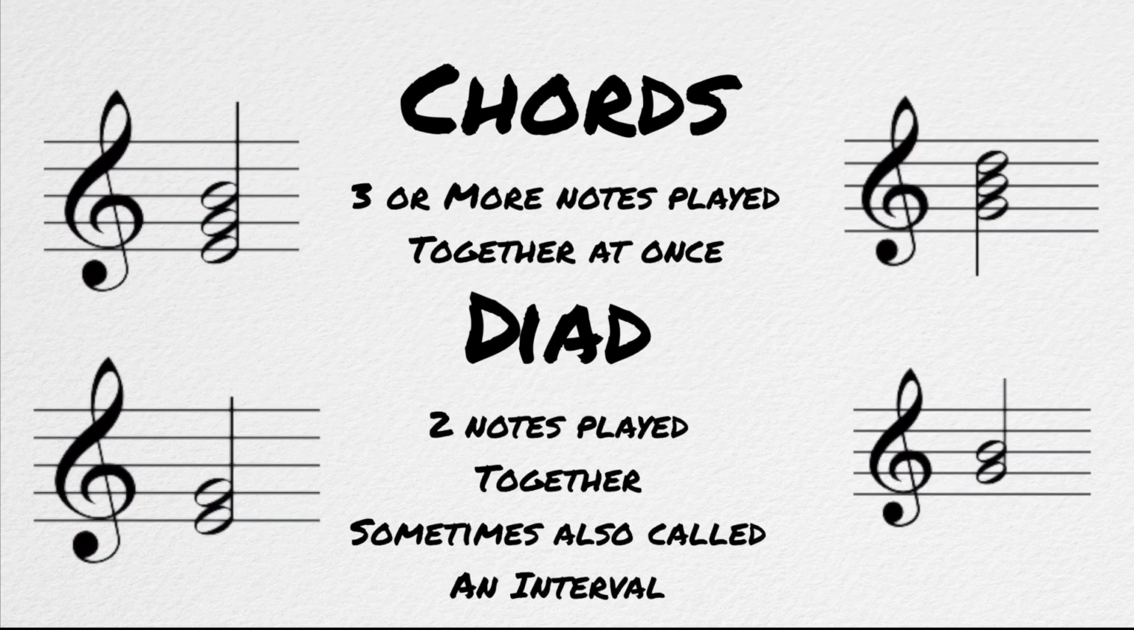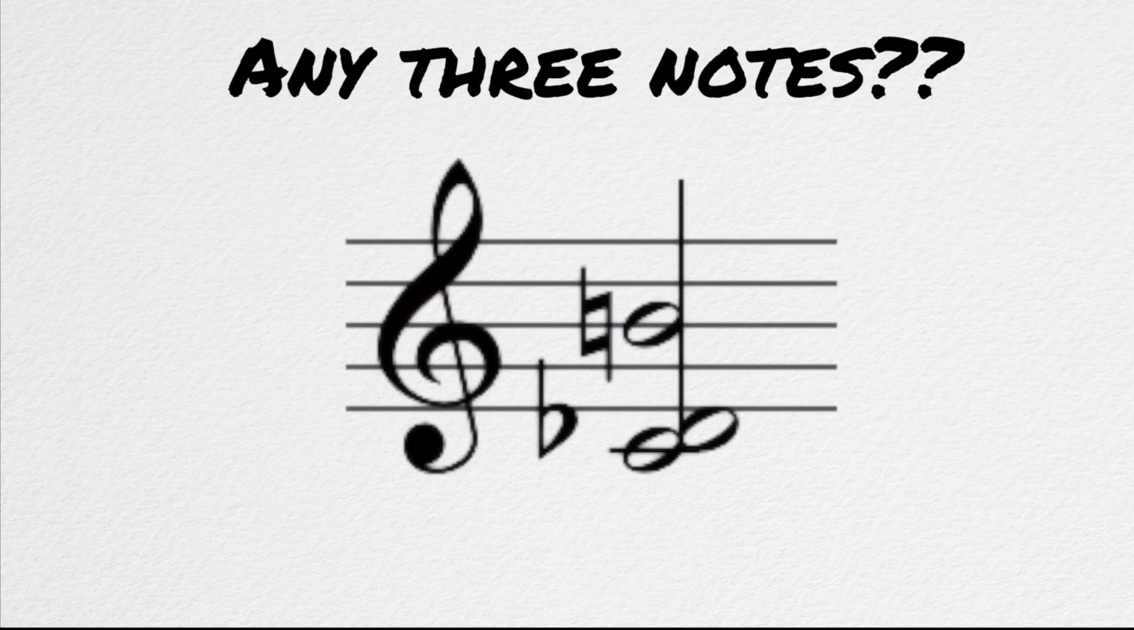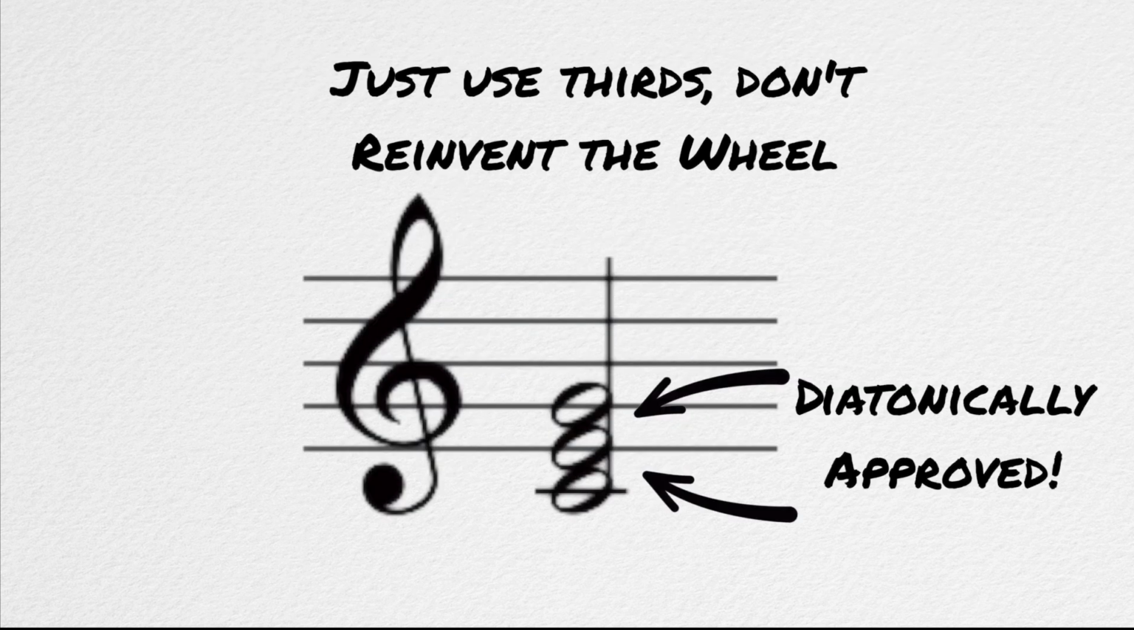Chords. What are chords? A chord is when three or more notes are played together at the same time. When it's just two, it's called a dyad, or referred to as an interval. Technically, any three notes played together could be a chord, but if we want them to sound more pleasing to the ear, we usually stack them in thirds.